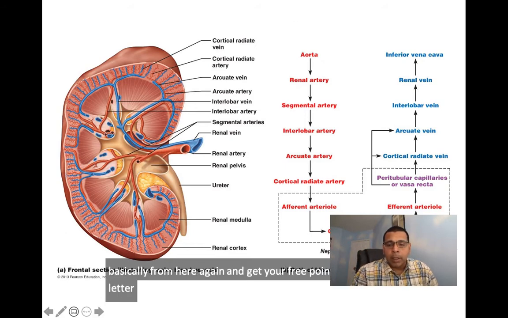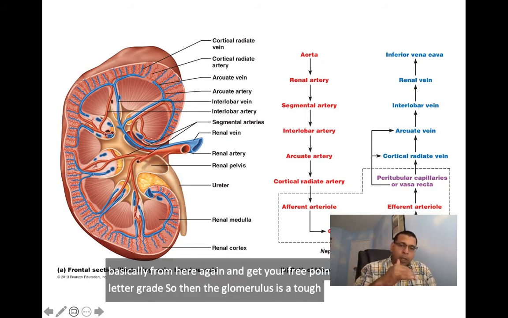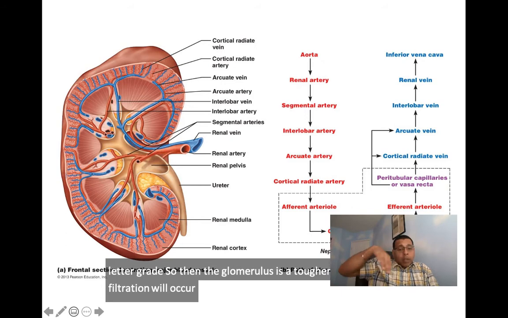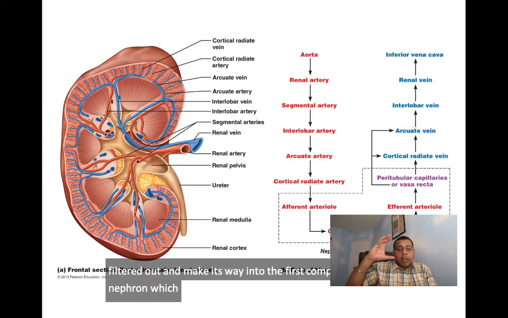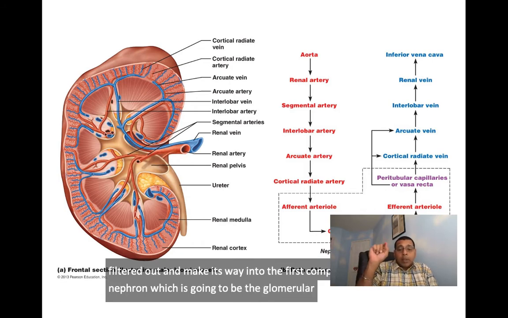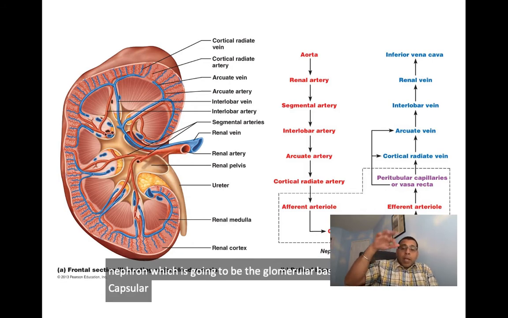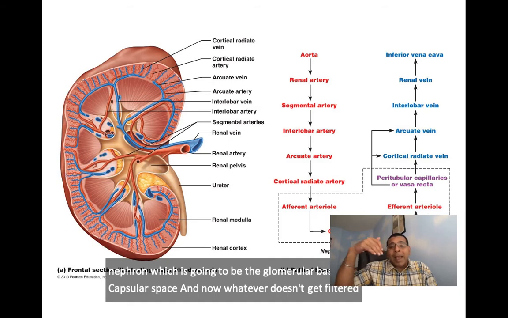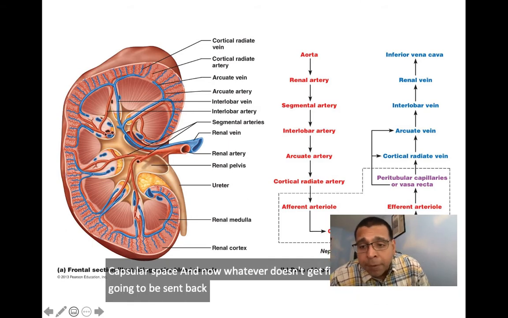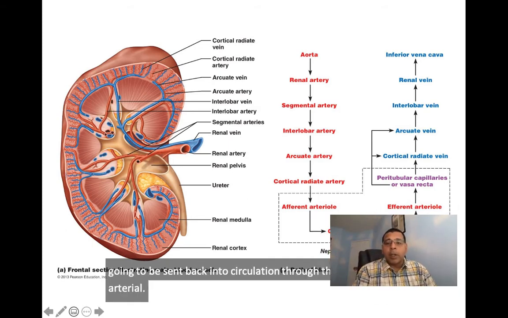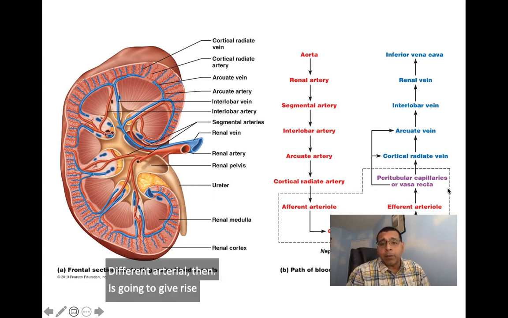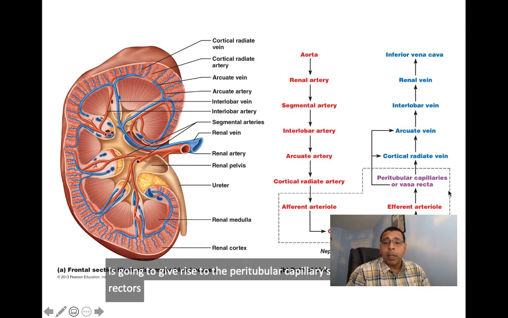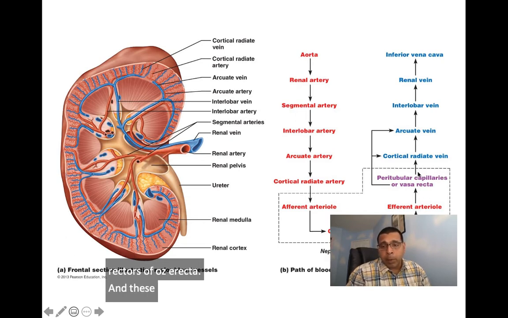So then the glomerulus is the tuft of capillaries. Filtration will occur, and whatever then gets filtered out will get filtered out and make its way into the first component of the nephron, which is going to be the glomerular, basically capsular space. And now whatever doesn't get filtered out is going to be sent back into circulation through the efferent arteriole. The efferent arteriole then is going to give rise to the peritubular capillaries, or the vasa recta, and these are going to be all basically peritubular capillaries.